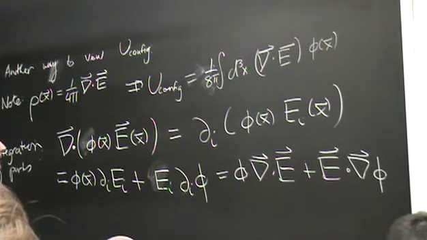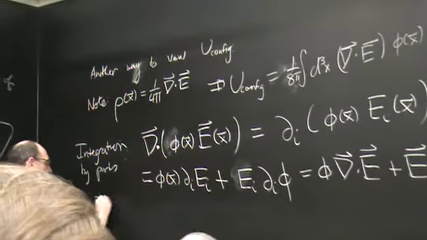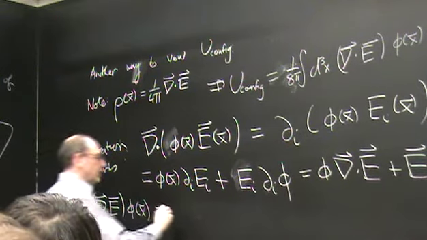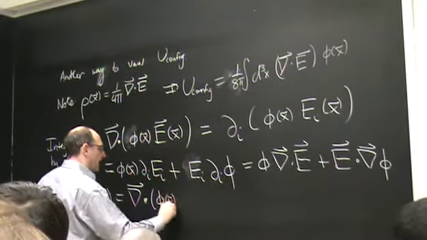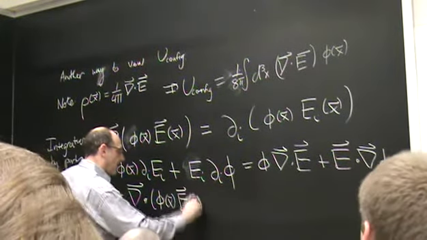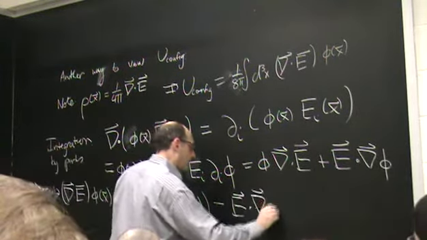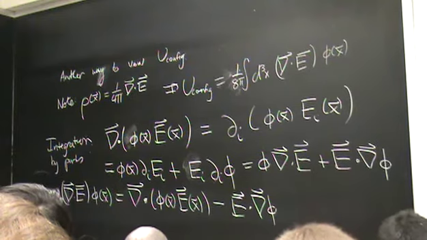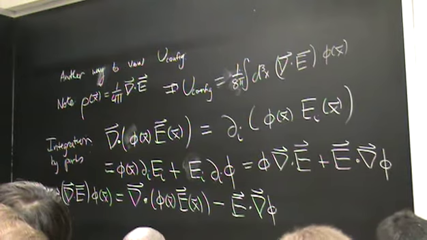So what we see then is that del dot E times the potential is equal to the divergence of phi times E minus E dot grad phi. This is solving for this, moving this to the other side of the equation. So far, so good?